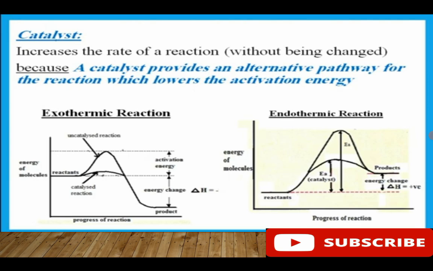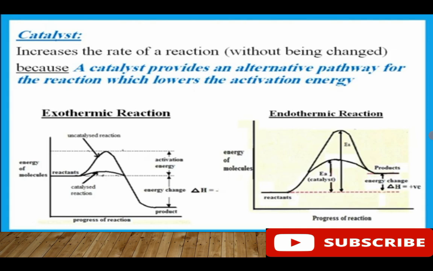So increasing the rate of reaction, we are saying a catalyst increases the rate of reaction without being changed. Okay, meaning that if you add 10 grams of a catalyst to the reactants, at the end of the reaction, you should be able to recover back the 10 grams of the catalyst. Okay? Because a catalyst does not have to react with the reactants.